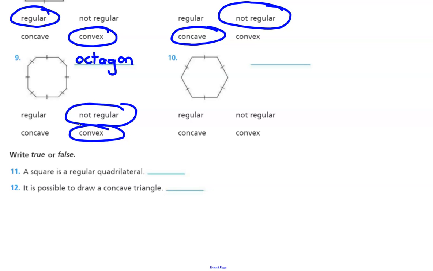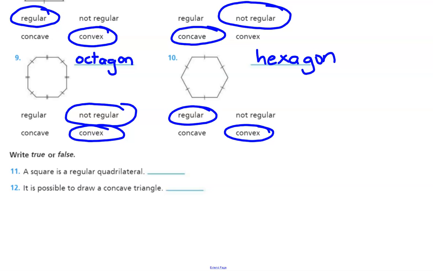And then finally we have a 6-sided shape. 1, 2, 3, 4, 5, 6. So that is a hexagon. And then regular or not regular, well, I see only one shape of tick marks and they're all the same. So that would be regular. And there's nothing that caved in on itself, so we would call that convex.